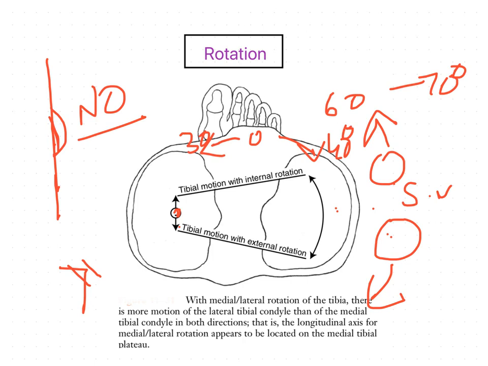Rotation diminishes as the knee approaches both full extension and full flexion. That means in full extension no rotation is taking place, and in full flexion also no rotation is taking place. You will get the maximum range of rotation at 90 degrees of knee flexion, and it decreases as knee flexion increases or as knee extension increases. The range of motion of this rotation is going to decrease.